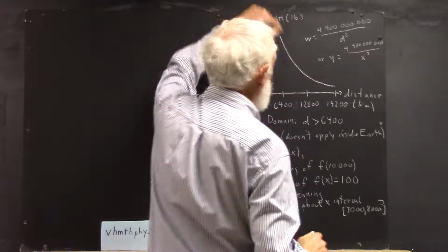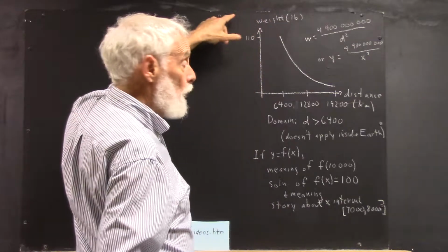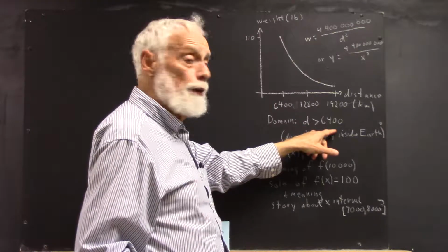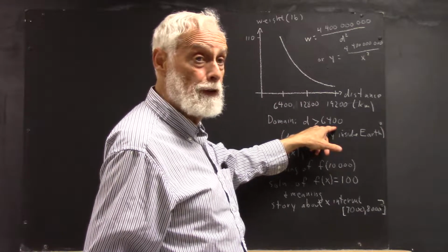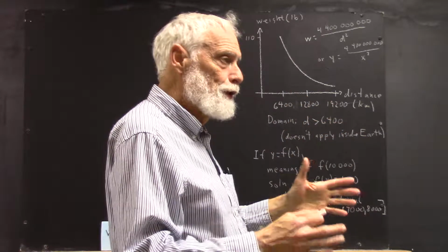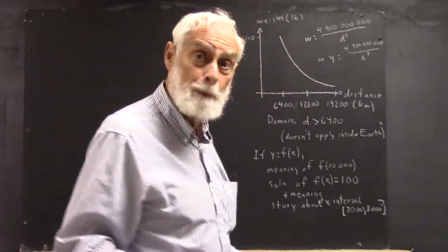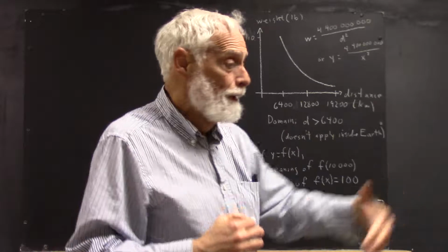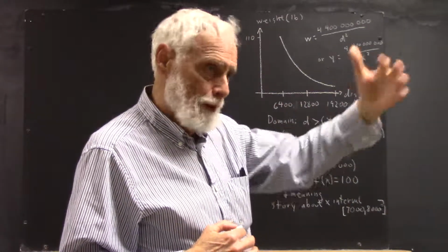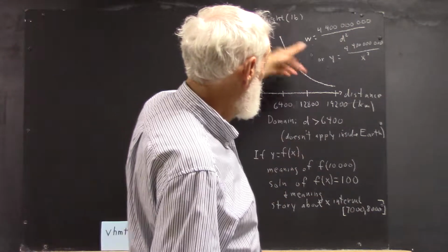Now the graph of this expression would go up asymptotically to the y-axis, but the domain of this function is just d greater than 6,400. 6,400 means 6,400 kilometers, and that's the radius of the earth. So for a distance that's less than the radius of the earth, that means we're inside the earth, and this model doesn't apply. It only applies outside, at distances greater than the surface of the earth from the center, meaning from here on up into space. Okay, so there's our graph.